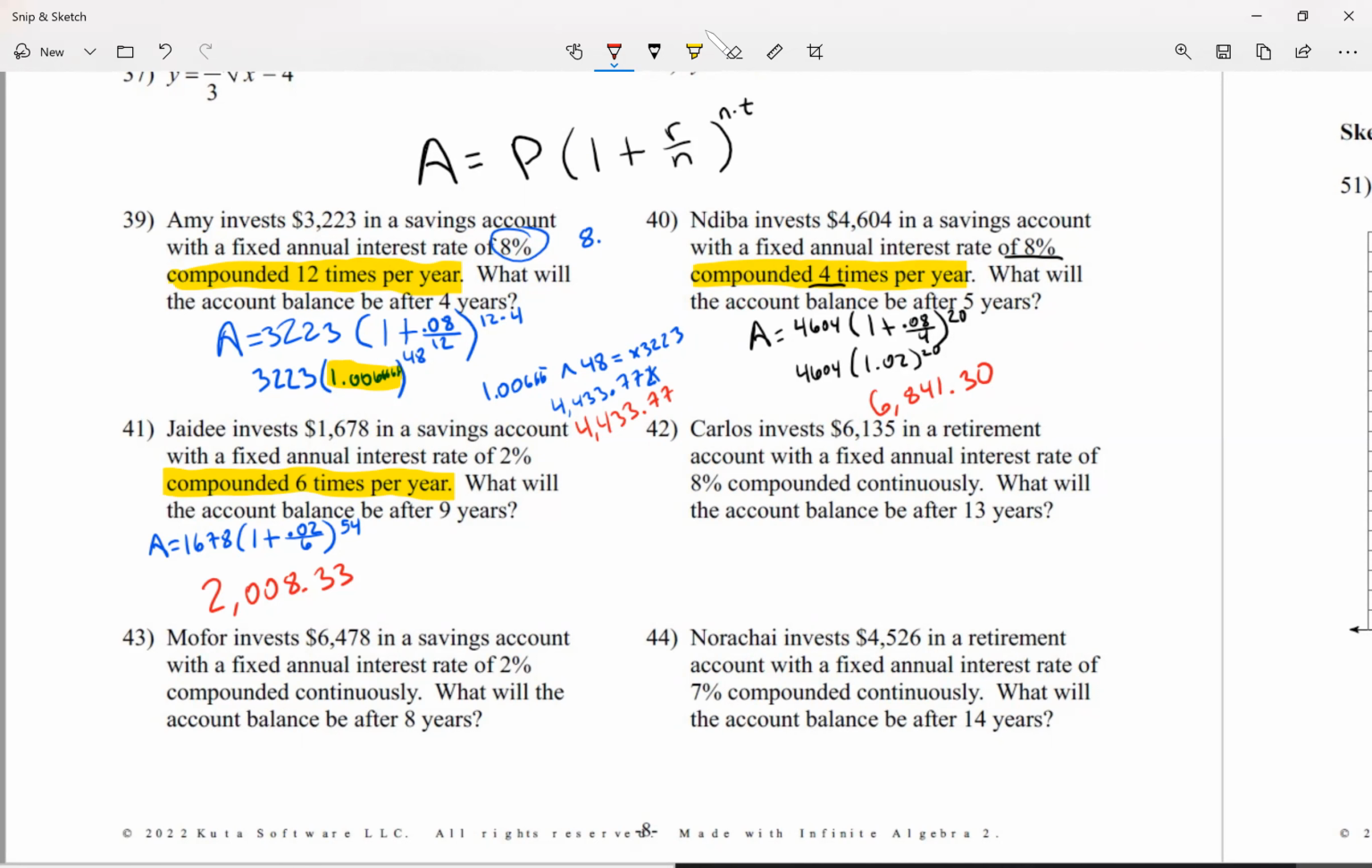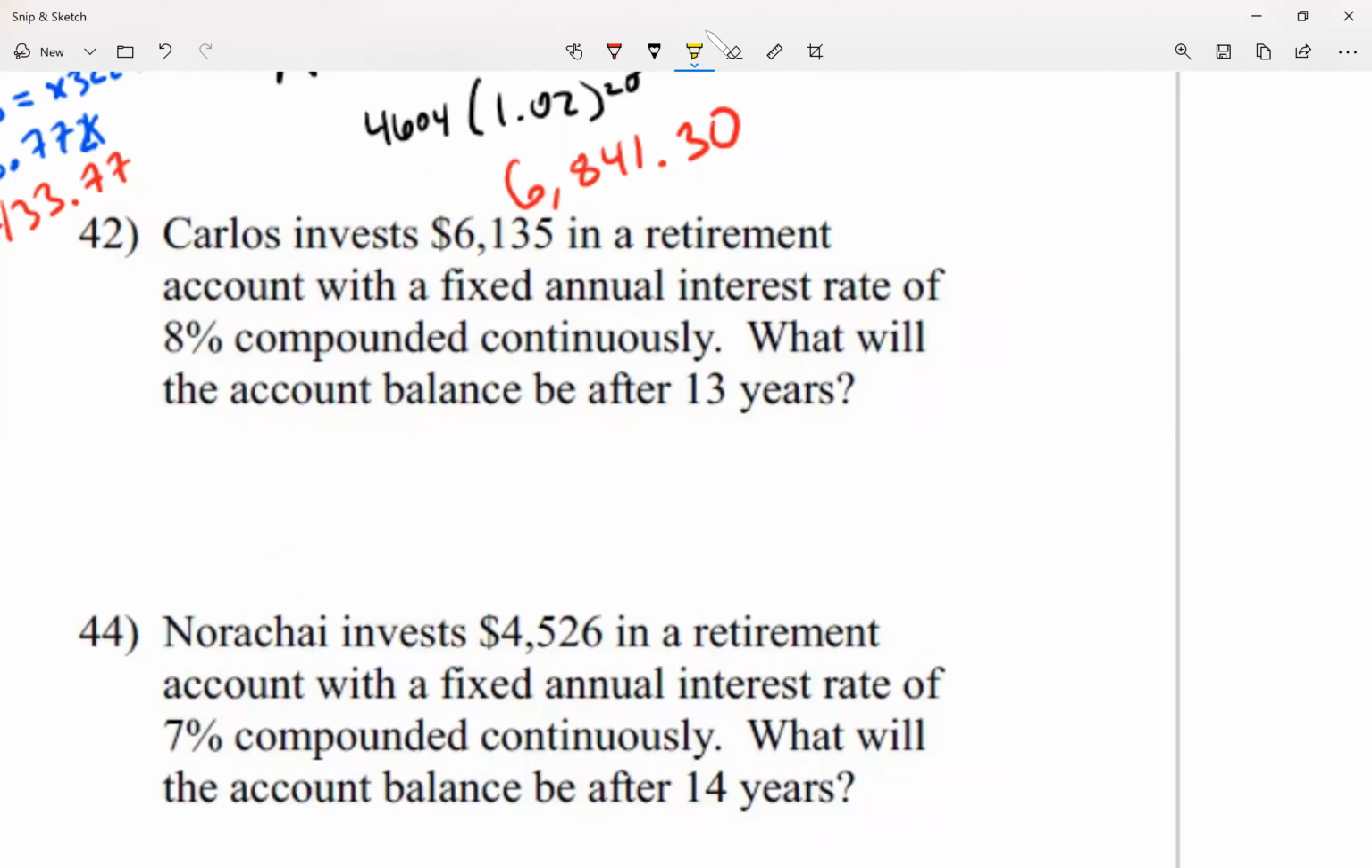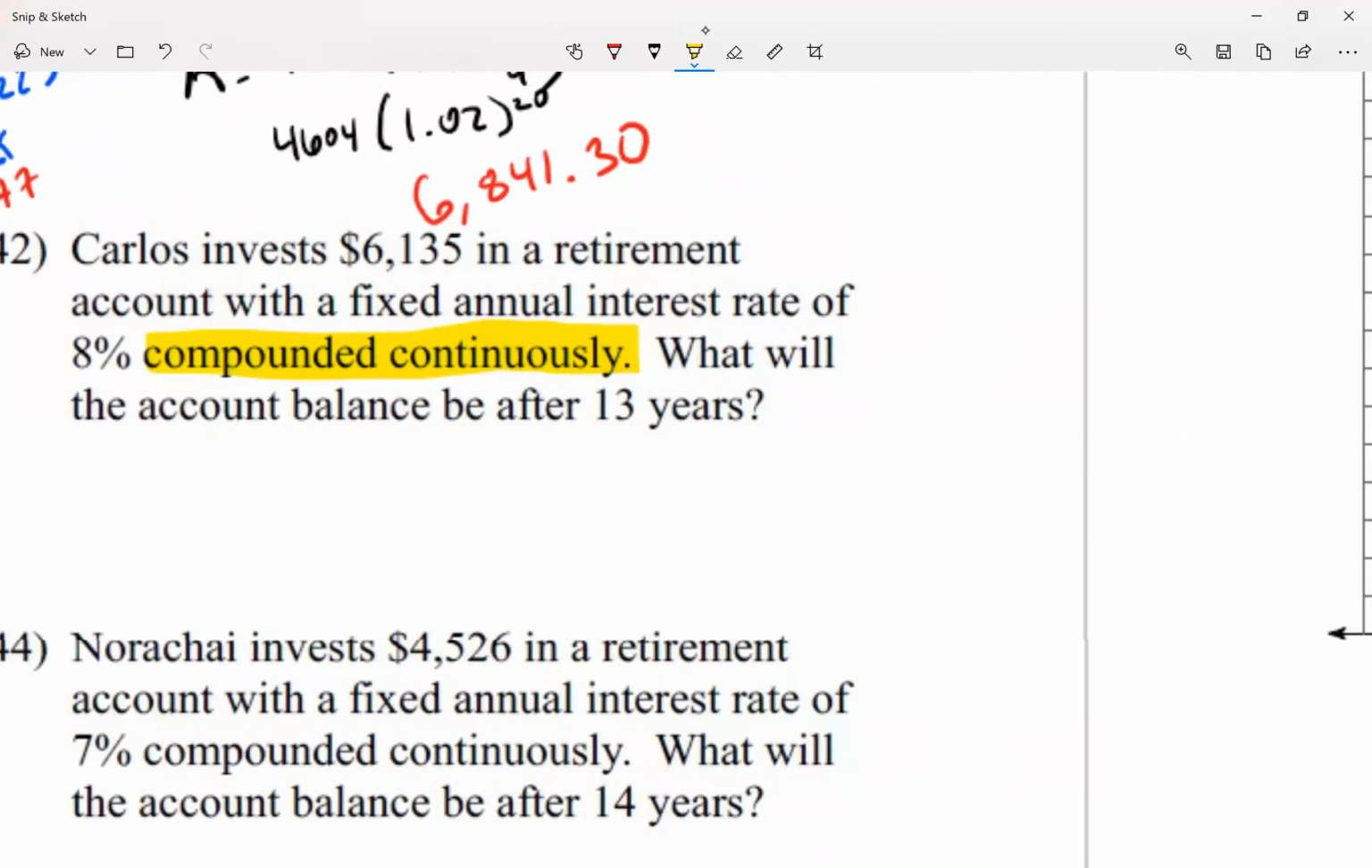Now we're going to move into something that we call compounded continuously. So basically the interest gets calculated every second, every millisecond. The interest is running continuously. Okay. Now for this one, we're going to use a different formula. Not too different, but a different formula.